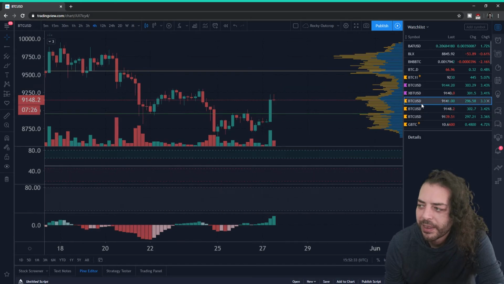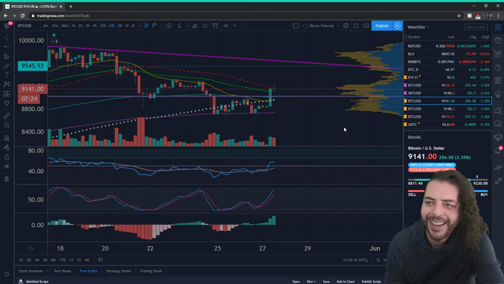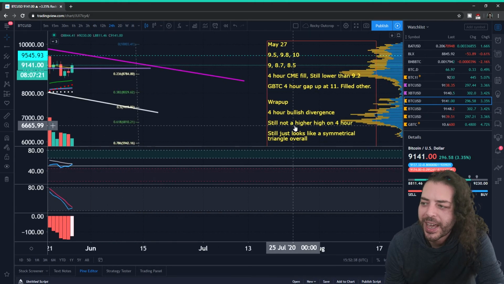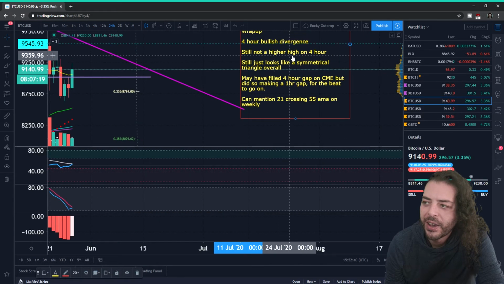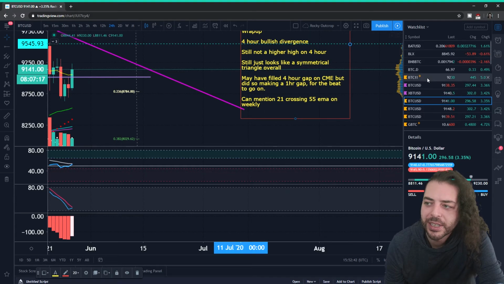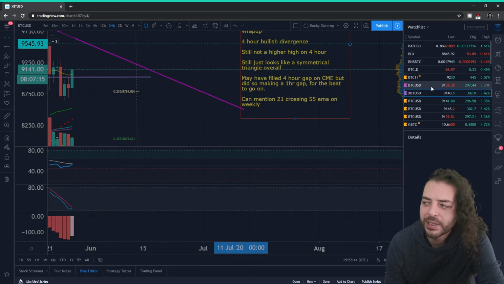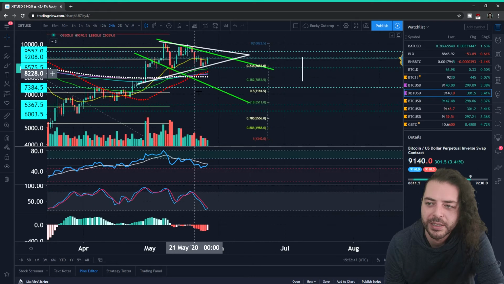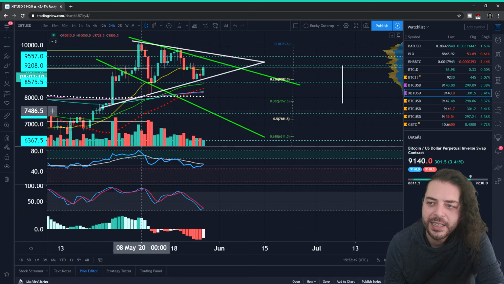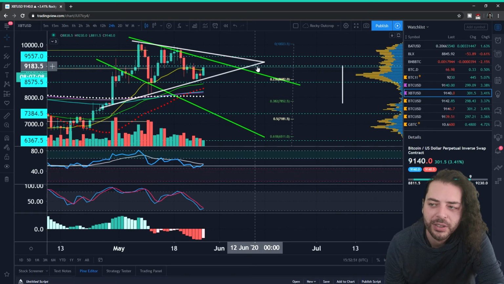Okie dokie. What's next? Let's see. So then, still not a higher high on the 4-hour. Yes, we spoke about that. Still just looks like a symmetrical triangle overall. So we go back over to this chart where I have this drawn in, and you can see that this still just looks like a symmetrical triangle in this sense.